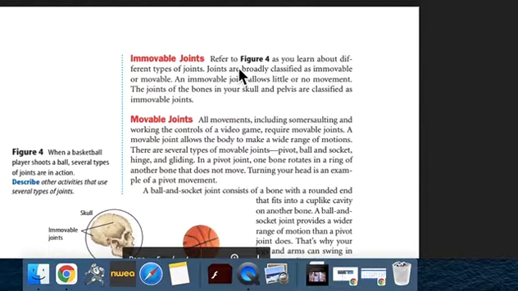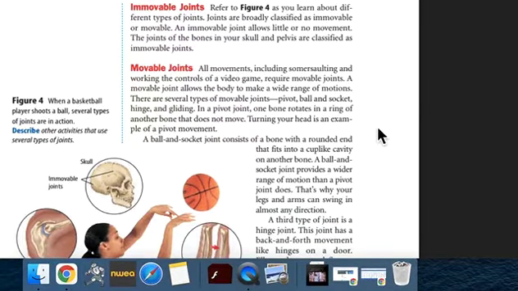Movable joints. Refer to Figure 4 as you learn about the different types of joints. Joints are broadly classified as immovable or movable. An immovable joint allows little or no movement, and the joints of bones in your skull and pelvis are classified as immovable joints. All movement, including somersaulting and working the controls of a video game, requires movable joints. A movable joint allows the body to make a wide range of motions. There are several types of movable joints: pivot, ball and socket, hinge, and gliding.